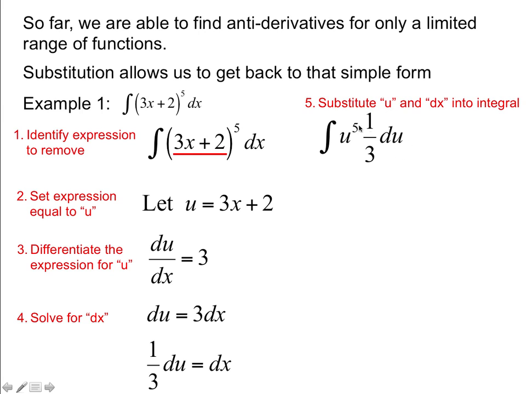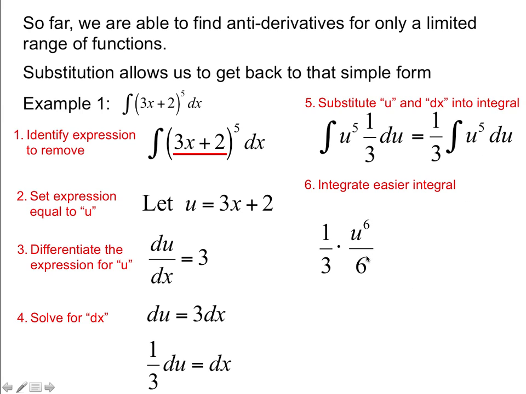Now, the properties of anti-differentiation let you take these constants out front. So we're going to move the 1/3 out front, and we're integrating u to the 5th du. That's much easier to integrate than this. So let's use our power rule here. Step 6, integrate the easier integral. So we have 1/3 times, bump up this power to 6, divide by the new power 6. So there's our antiderivative.